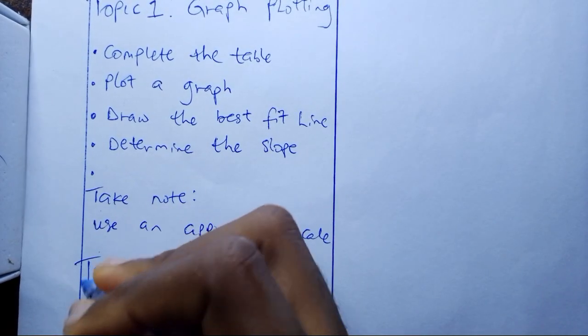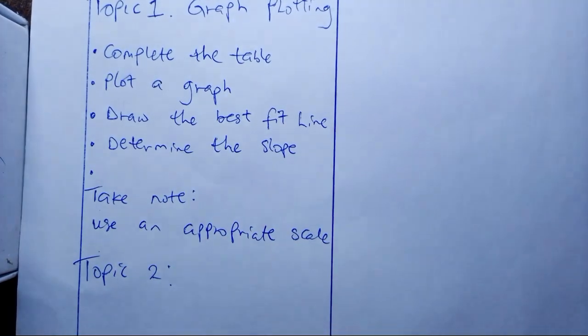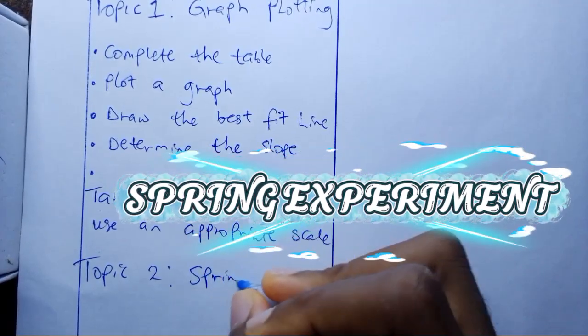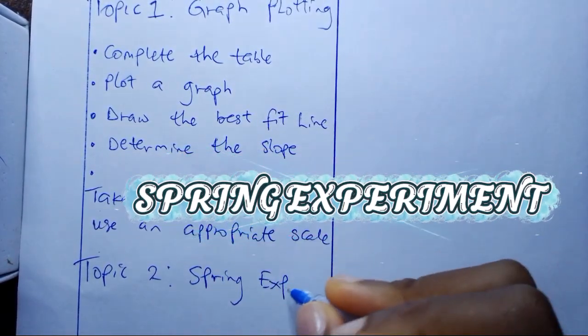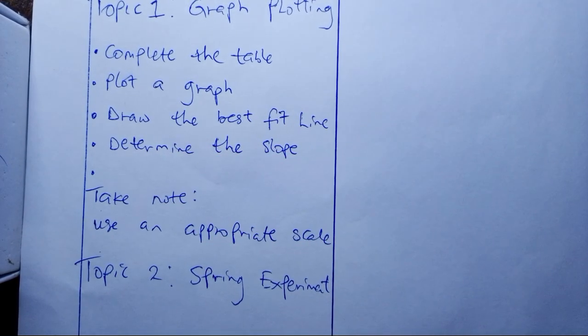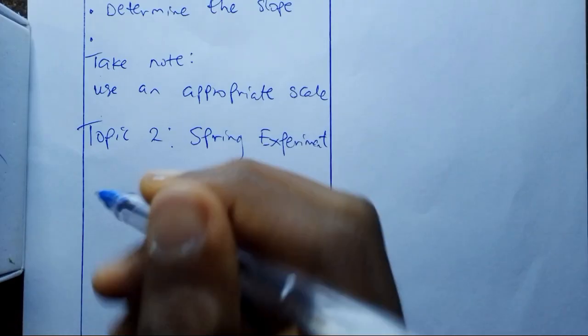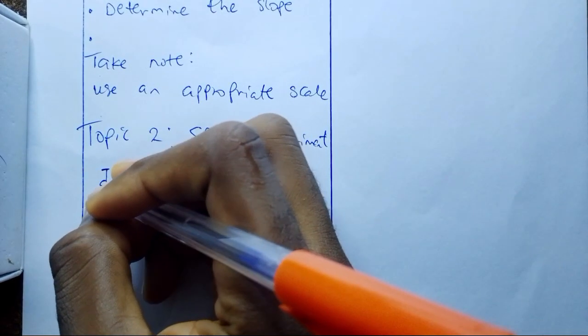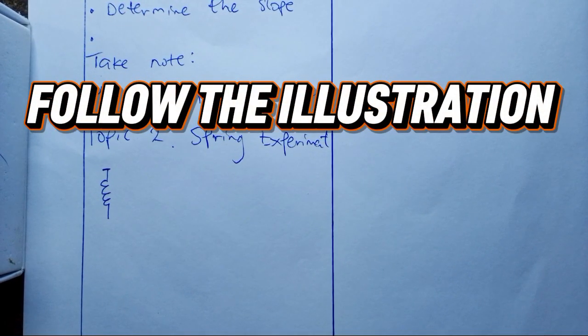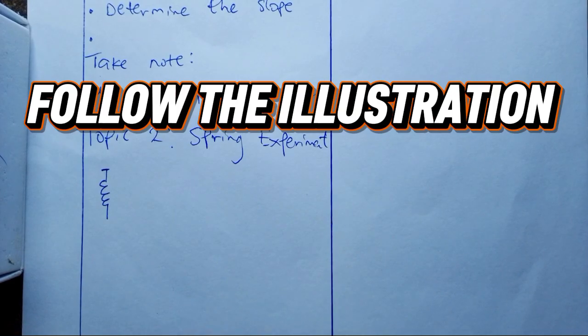Topic number 2: Spring experiment. Another experiment that frequently appears involves springs and load. In this experiment, you may be required to measure the original length of a spring. So you'll be given a spring. Let's say this is your spring. Sorry, the diagram might not be too neat. You'll be asked to measure the original length of the spring first.